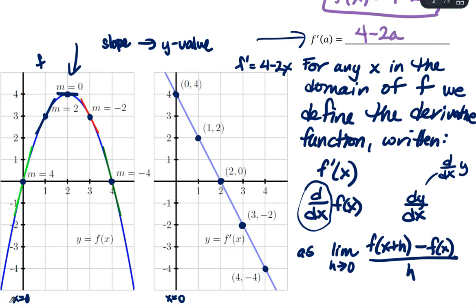So I started with big positive values. They got smaller and smaller. At 2, they became 0. They switched to negative, got more and more negative. When I move to my derivative graph, I should be able to say that about y values. My y values start big positive. They're getting smaller and smaller. At 2, they become 0. They switch to being negative and then continue to get more and more negative.